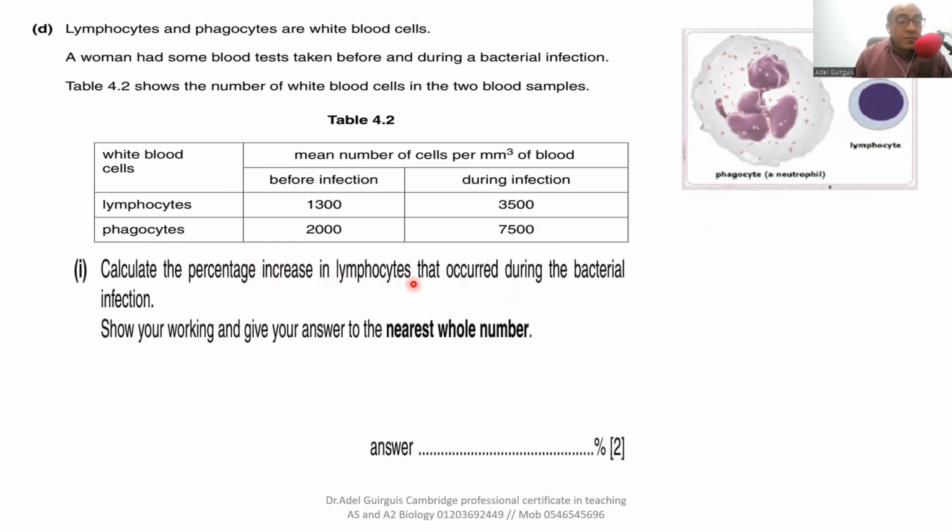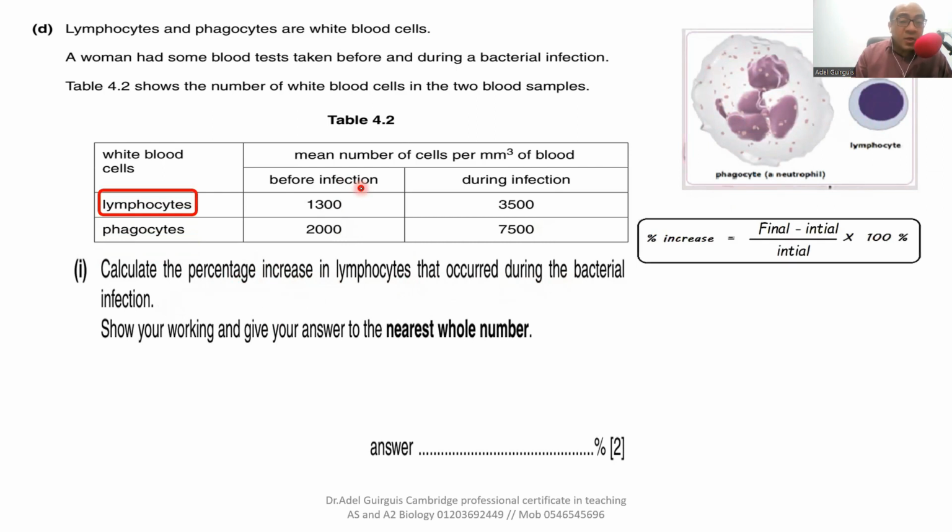Calculate the percentage increase in lymphocytes that occurs during bacterial infection. This question is about percentage increase of lymphocytes. Where are the lymphocytes? Here. Percentage increase is the difference, final minus initial, divided by initial, times 100 to give a percent. Look, this one during infection is the final reading, and this is the initial reading. The difference divided by initial times 100. Now substitute.